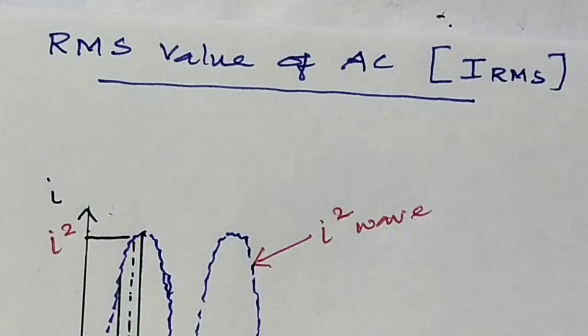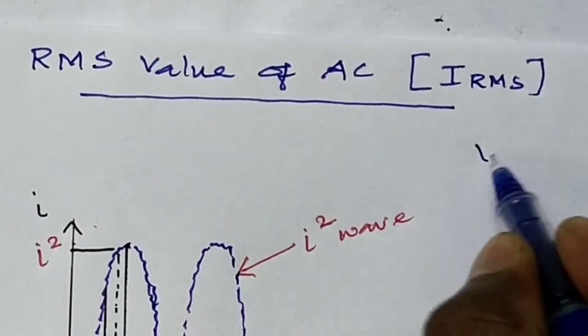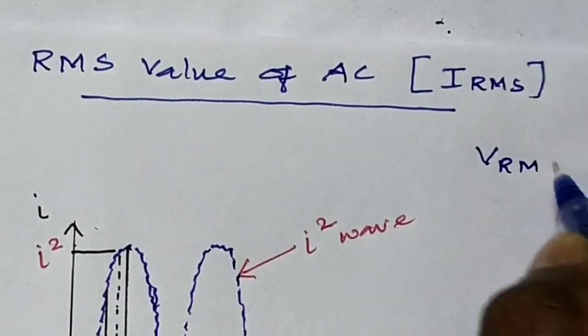Moving to the RMS value of the AC. Already we have found the average value of the AC. Now, the RMS value of the AC means the square root of the mean of the squares of all the current over one cycle. For alternating voltage it is VRMS, and for alternating current it is IRMS.